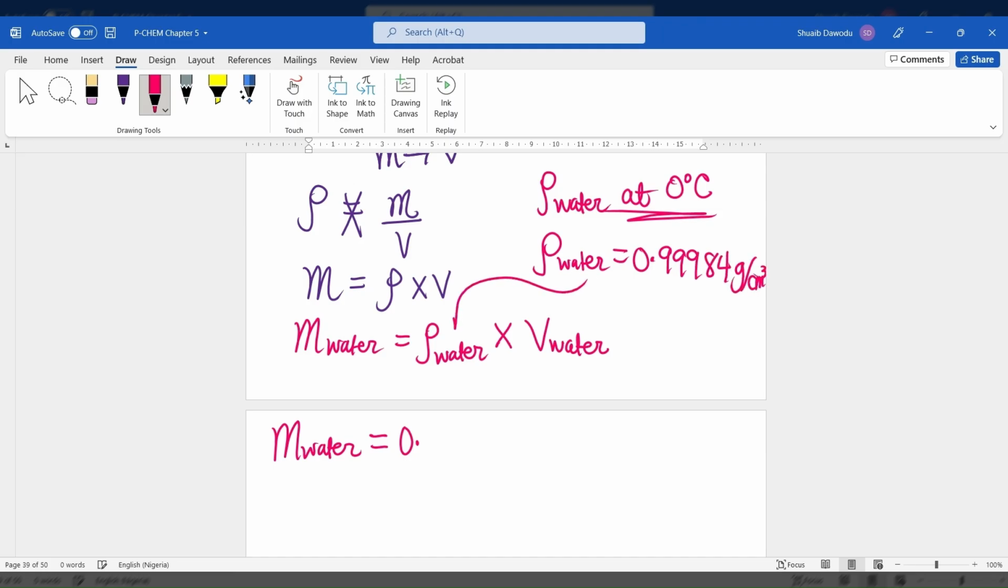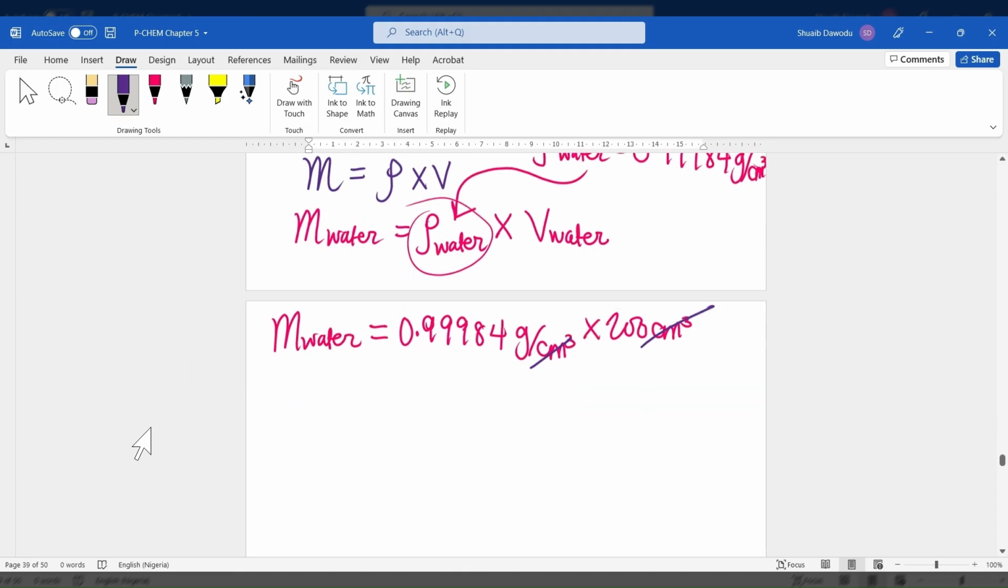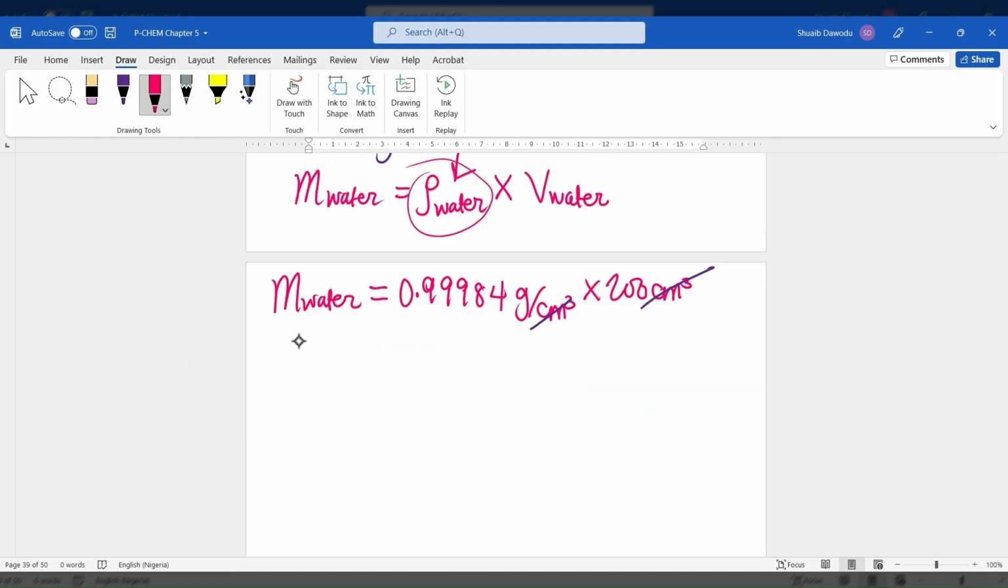And we're going to substitute it into here, so into this value. So we end up with here, the mass of water is going to become 0.99984 gram per cm cube multiplied by the volume of water that we're given in this question, which is simply 200 centimeter cube. Of course, we cancel out the centimeter cube. 0.99984 multiplied by 200, which is the mass of water, is simply 199.968 grams, which is, yeah, that's it, the mass of water.